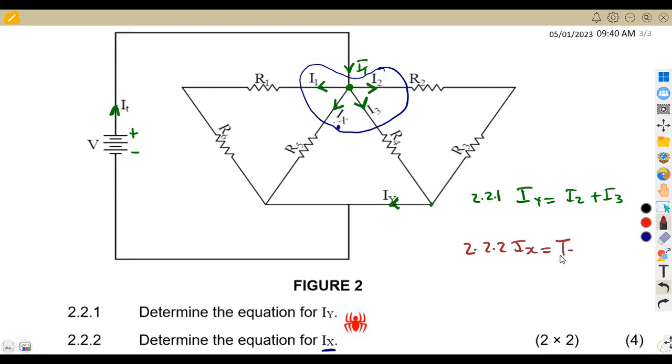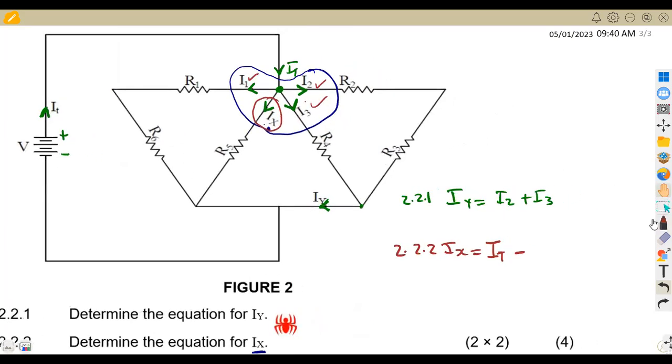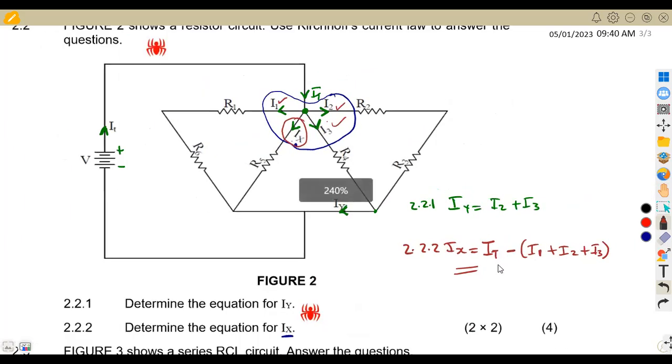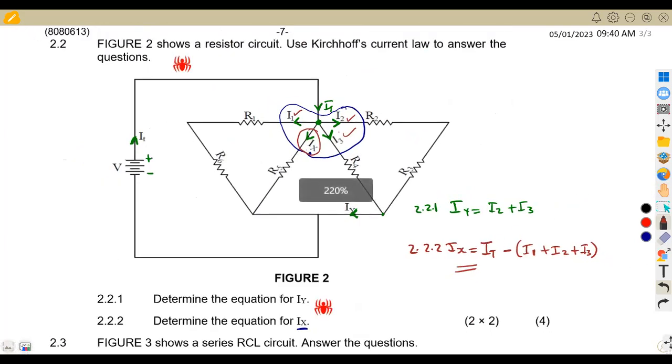So it is going to be the total current, minus these other currents. We are going to subtract current 1, we subtract current 2, we subtract current 3, so that we remain with the current IX. So we subtract these currents from IT, combined together. This is going to be the equation for IX, all right? Or you can expand the bracket: minus I1 minus I2 minus I3. So this is the equation that you can have.